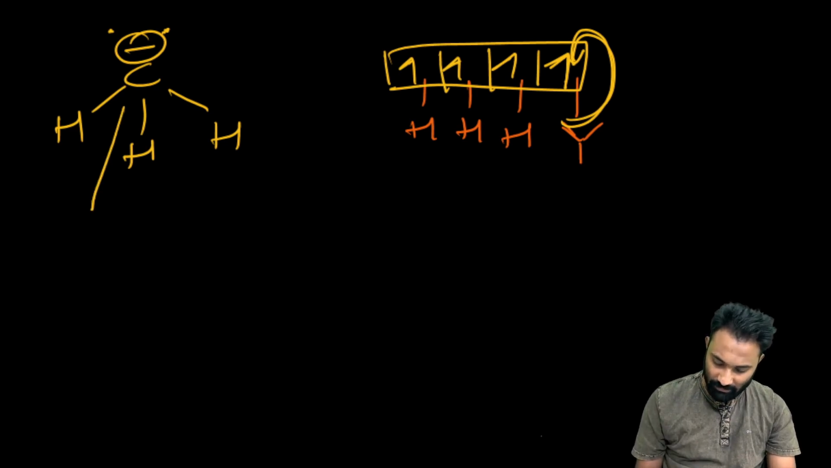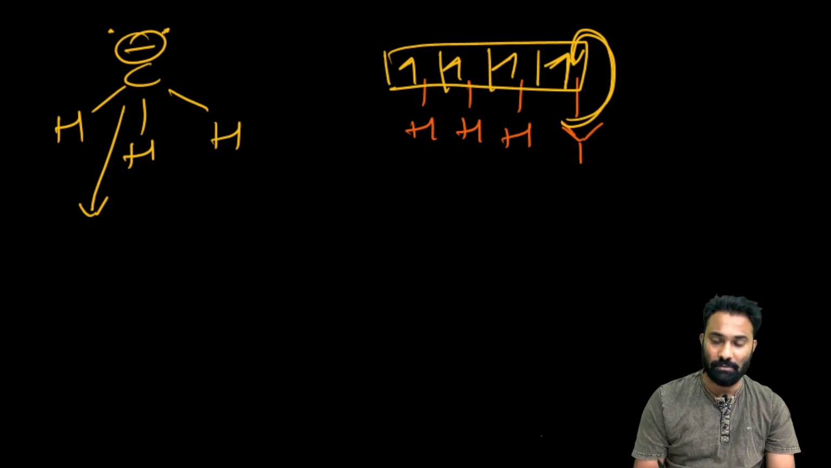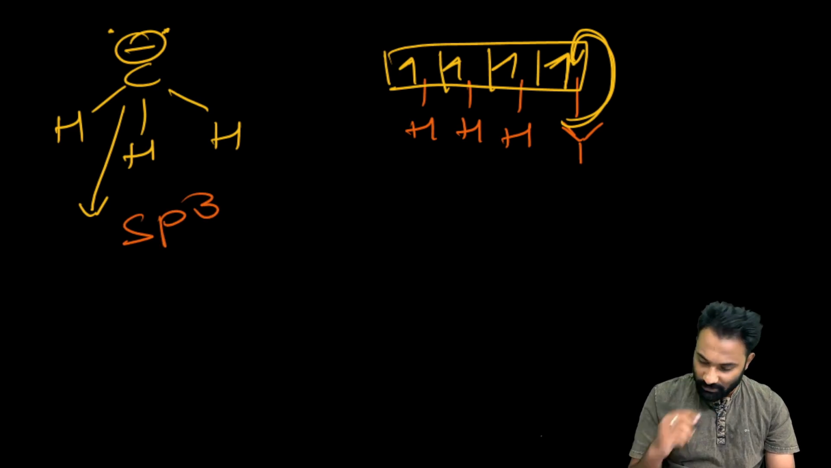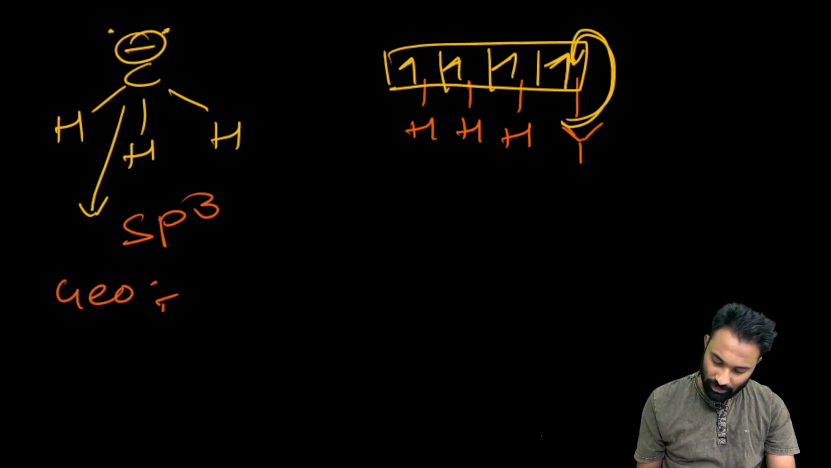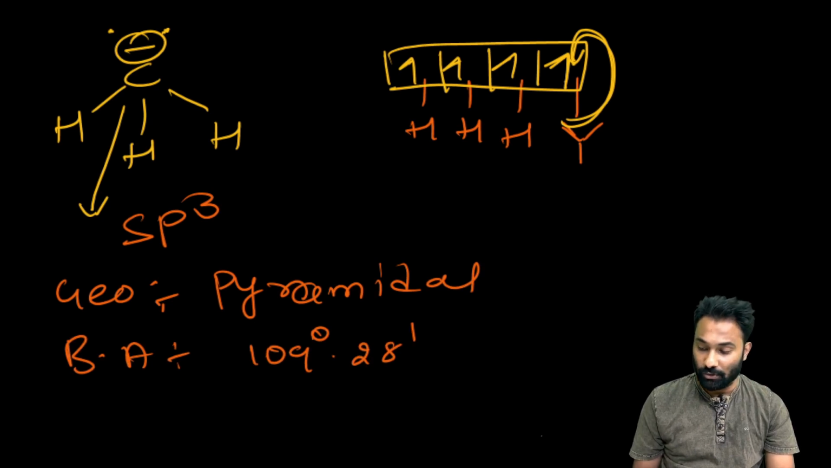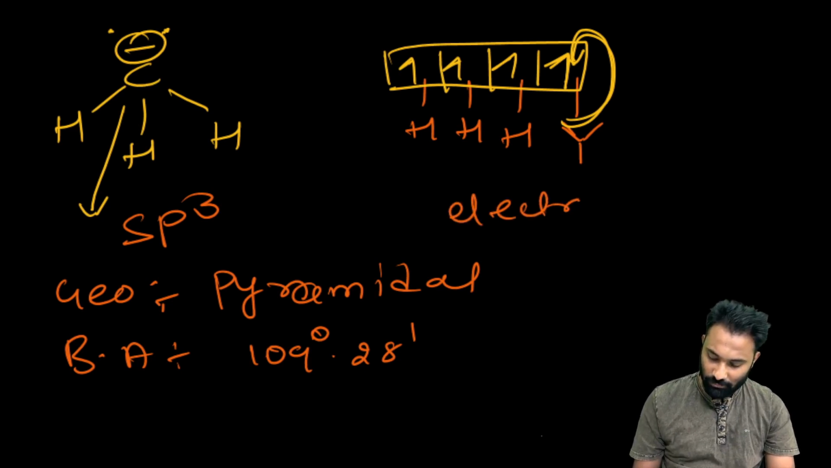What is the hybridization of this carbanion? 1 sigma, 2 sigma, 3 sigma and the lone pair of electrons. Hybridization number 4 means that it is sp3. Done. Now sp3. Now what is the geometry? For sp3, that is pyramidal, right? Pyramidal. Clear? Now bond angle 109 degrees 28 minutes. Clear? Now is this electron deficient or electron sufficient? This octet has been completed, right? This is electron sufficient.